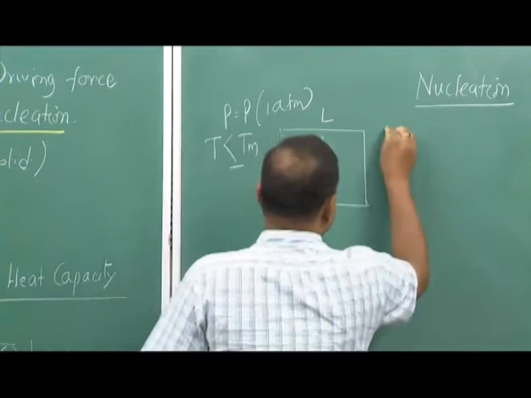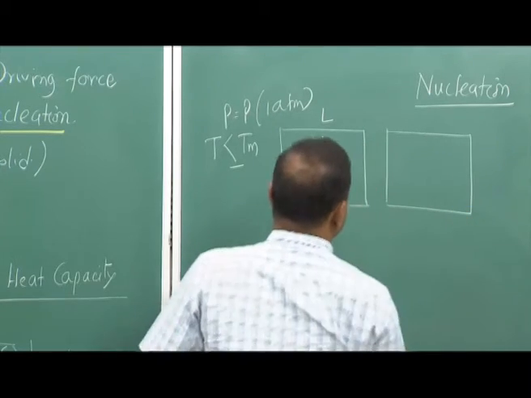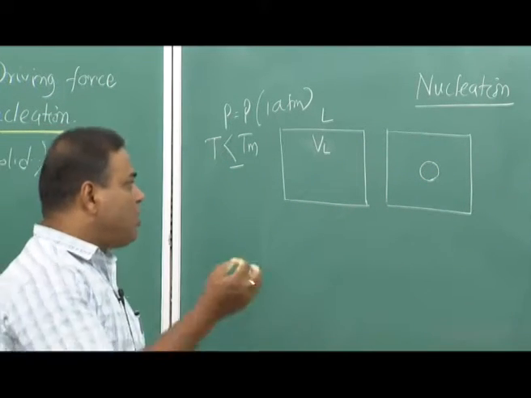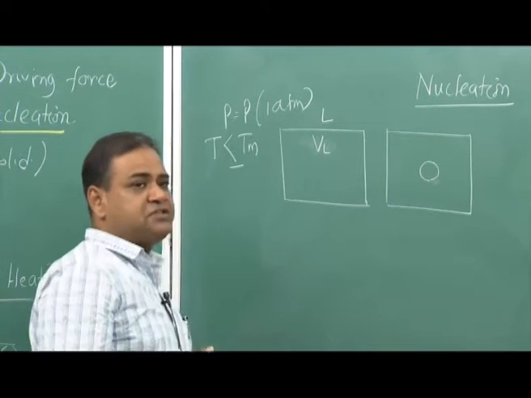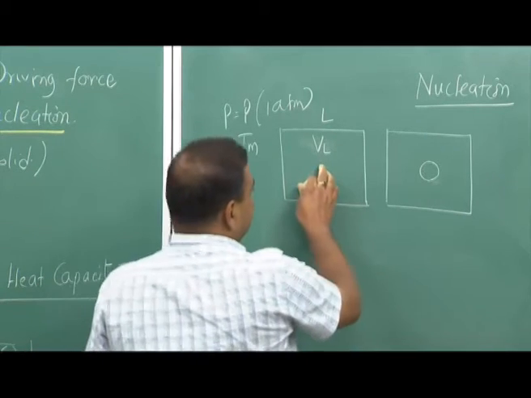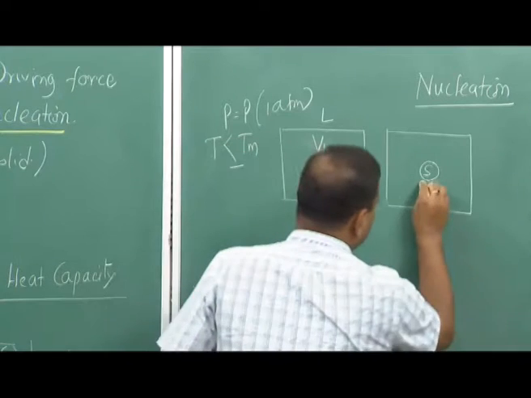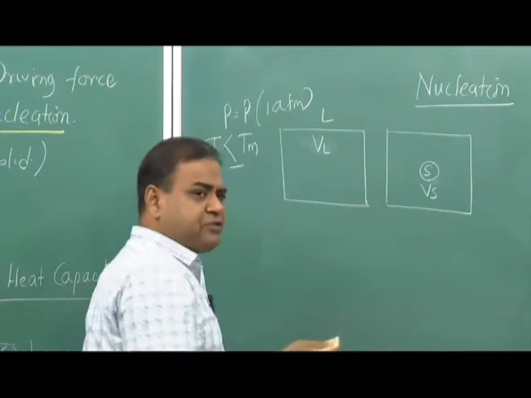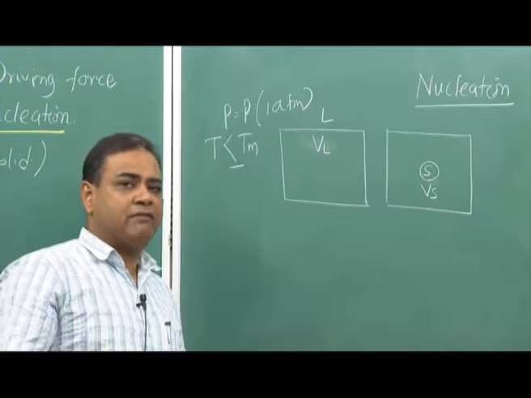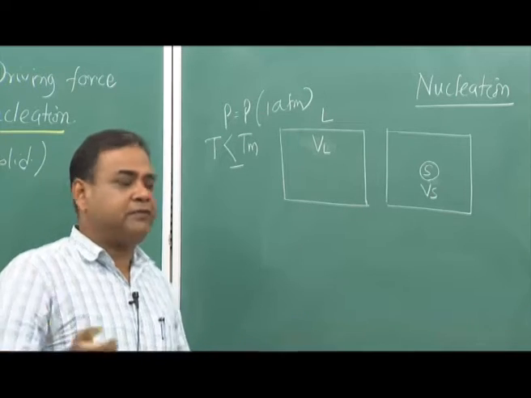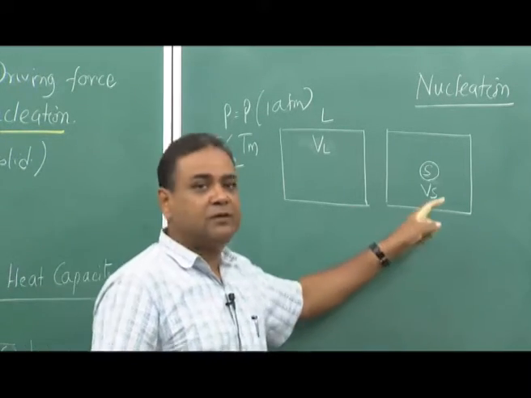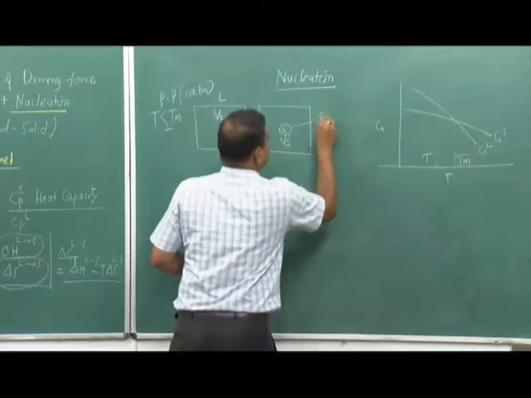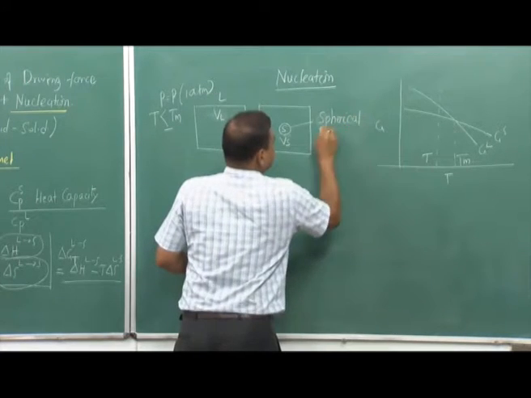Now, in that particular enclosure, I will have a situation where I will form a nuclei, which initially can be considered as a kind of cluster, where from liquid it transforms to solid of volume V s. Okay? And it could have different shapes: it could have a spherical shape, or a lenticular shape, or a cylindrical shape; any shape is possible. Okay? So, initially let us assume that it is spherical.